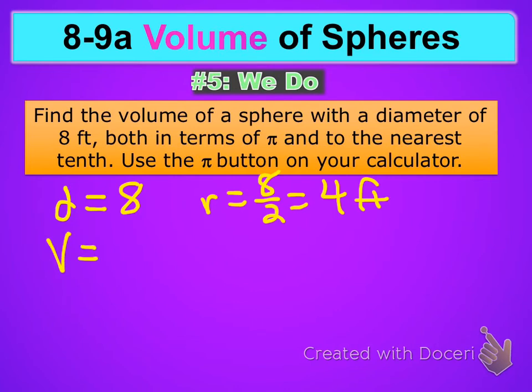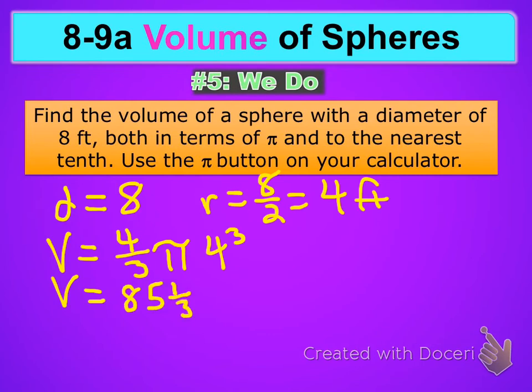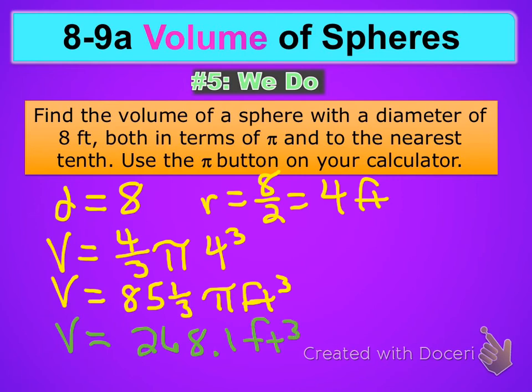So then to find the volume, again, it's 4/3 pi, our radius, which is 4, cubed. When you do this in terms of pi, you take the 4/3 times 4 cubed, and you will end up with 85 1/3 pi feet cubed. And again, if you multiply that times pi, you'll end up with 268.1 feet cubed. A little bit smaller, more manageable number than before, isn't it?